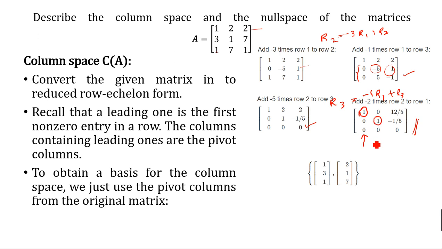So it is what? Column number 1 and column number 2. Column number 1 and 2 of the original matrix are the column space of the given matrix. Then these two are the column spaces for the given matrix. That is written here. The third column is not a column space of the given matrix, because we don't find any pivots. Alright.